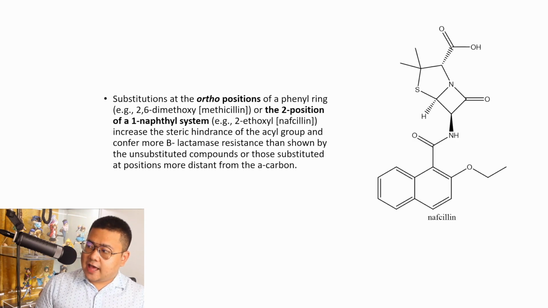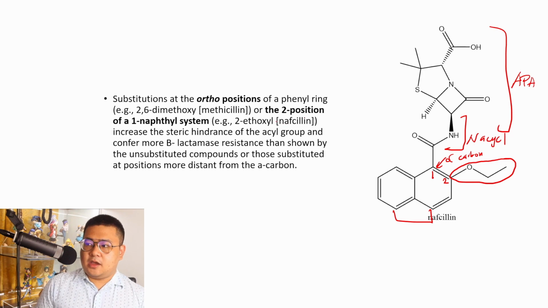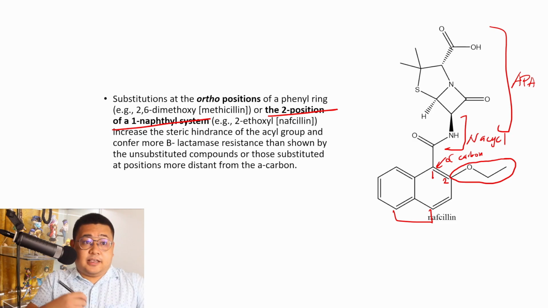Okay, so let's take a look at nafcillin. This is our APA, aminopenicillanic acid. This is our N-acyl group. As usual, nothing changes there. This is our alpha carbon. And lo and behold, this is 1, this is 2 rings. This is our naphthyl ring. And you have substitutions at the second position. So the second position of a 1-naphthyl system increases steric hindrance even more and gives it more resistance to beta-lactamase.